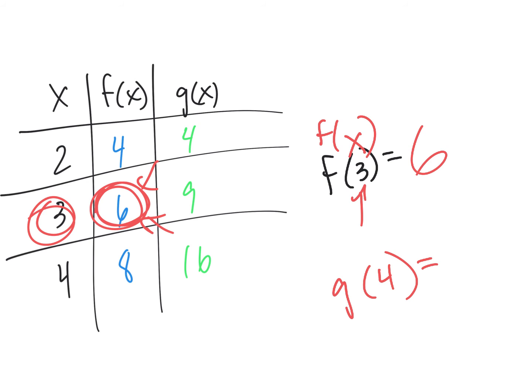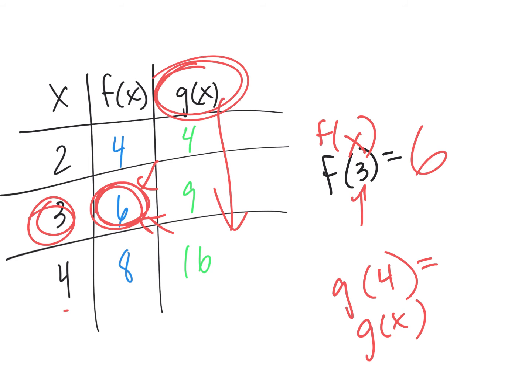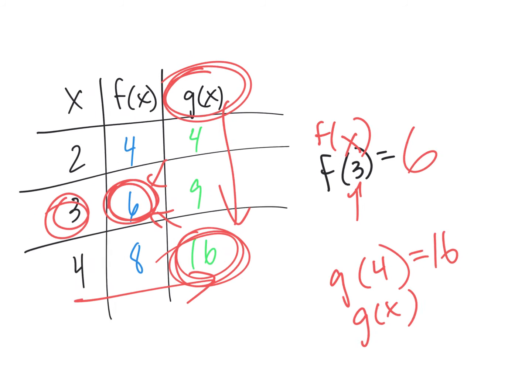G of 4 was, like I was saying, g of x, and x is 4. And then I got to figure out which one's g. Oh, that's g. And I go down to where it was 4. And it was these two together. It was 16. G of 4 was 16. All right. One more off that same chart.